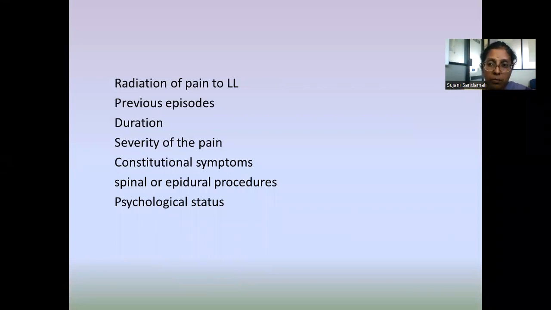So there are some other important facts you have to consider in history taking, like the radiation of the pain towards the lower limb, the previous episodes, the duration and the severity of pain, and then the constitutional symptoms. Though these patients are young, still you have to ask about constitutional symptoms like weight loss, loss of appetite, fatigue, and sometimes on and off feverishness. Then the spinal or epidural procedures and psychological status also are to be considered.